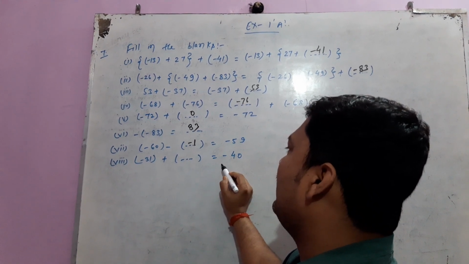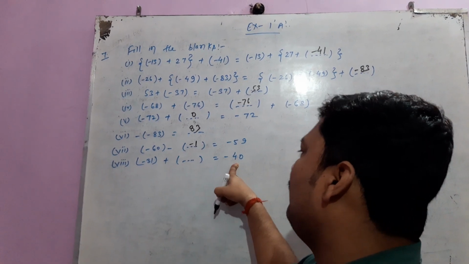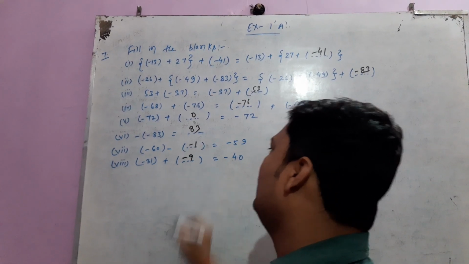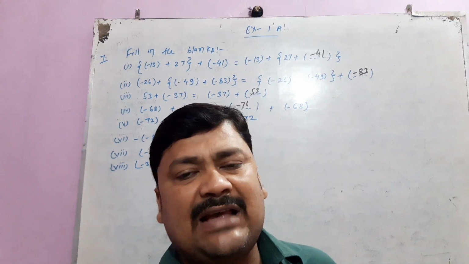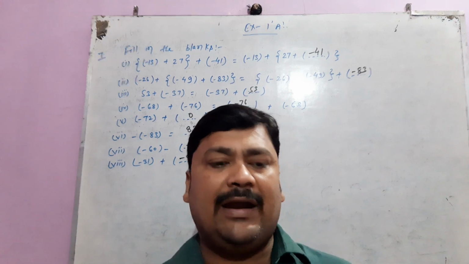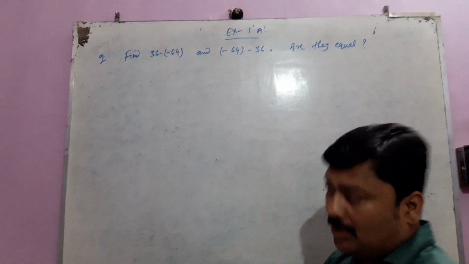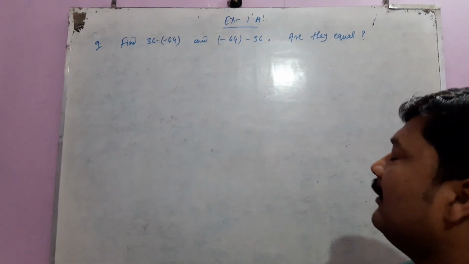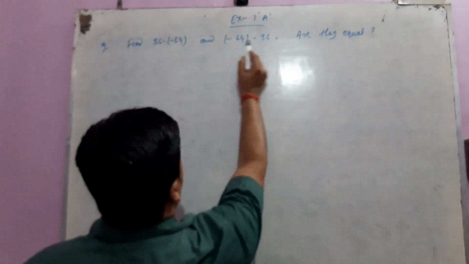And in question number 8 we have to add something with minus 31 to get minus 40. What will we add? Minus 9. Okay. Now question number 8 and 9 of the same exercise are the same. So we have to look at question number 9 here. Now in question number 9 it is given: find 36 minus 64 and minus 64 minus 36.